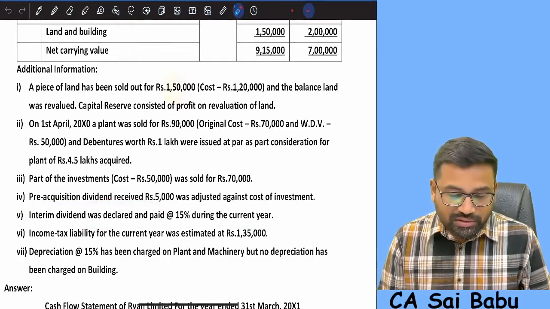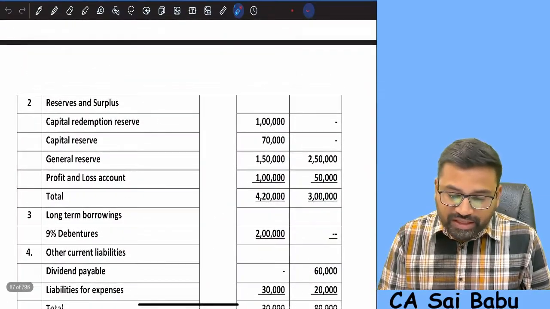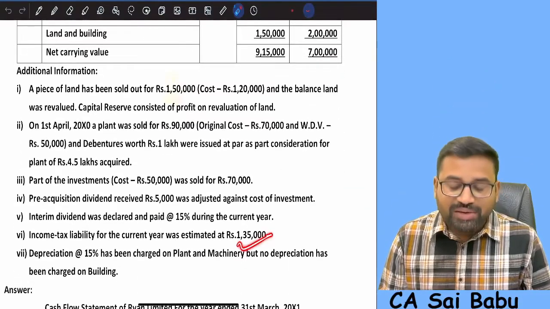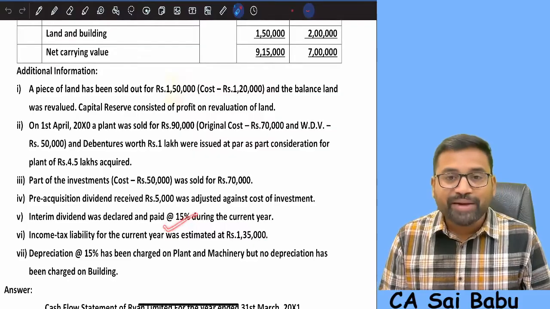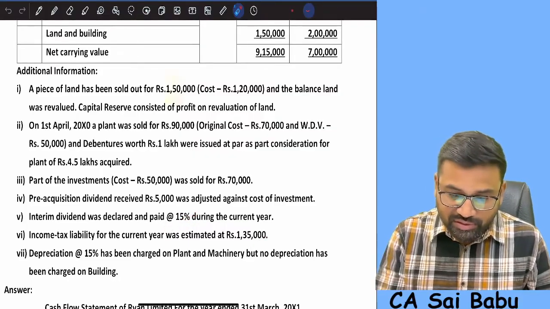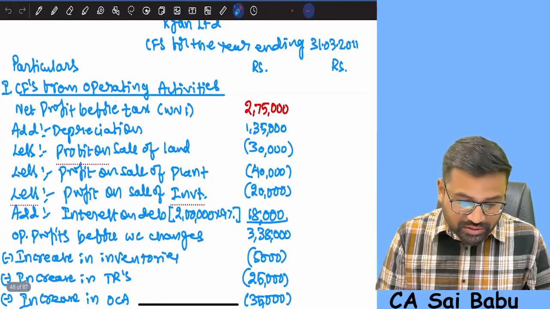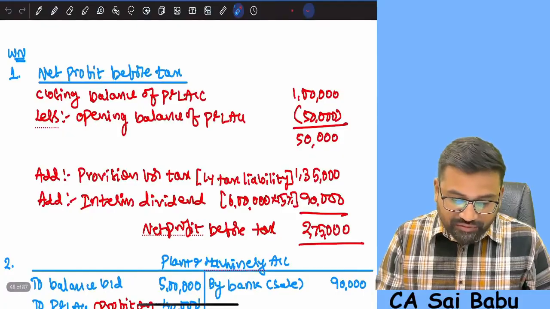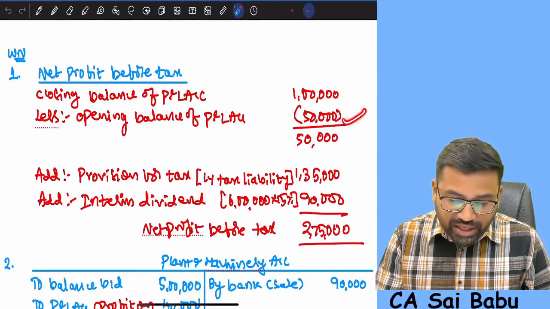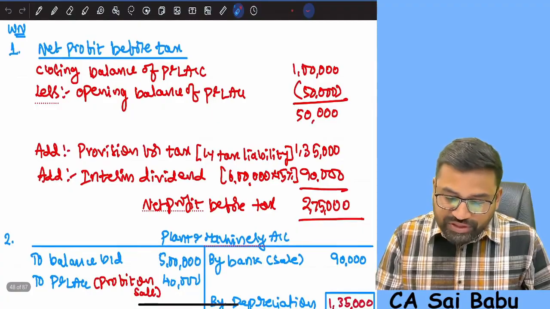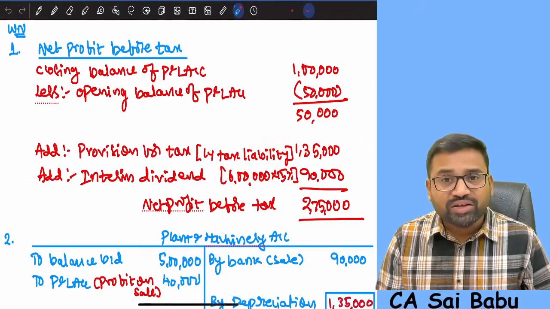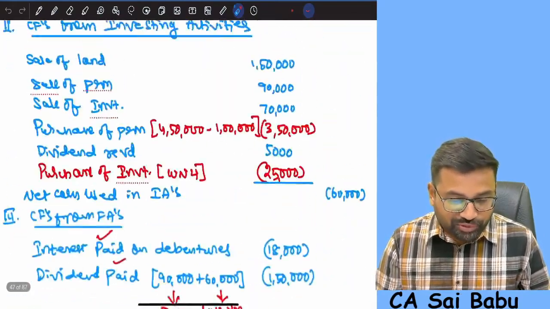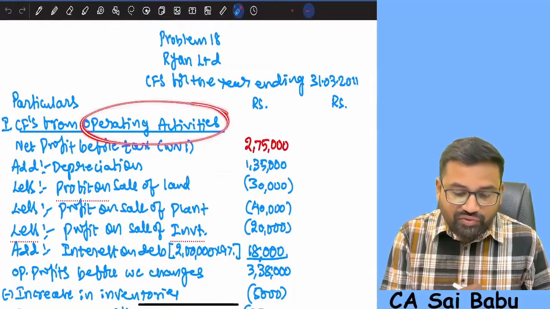So add back. In this case, take the difference between P&L account, 50,000. To that, add back the current year tax liability and add back the interim dividend. You will get net profit before tax. If you look at the solution, see this. First we start with net profit before tax. How did we get this net profit before tax? First we take the closing balance of P&L 1 lakh minus opening balance 50,000. Provision for tax, that is current year tax liability given in the question, 1,35,000. Interim dividend 90,000. So 2,75,000 is the net profit before tax, which is the starting point to arrive at cash flow from operating activity.